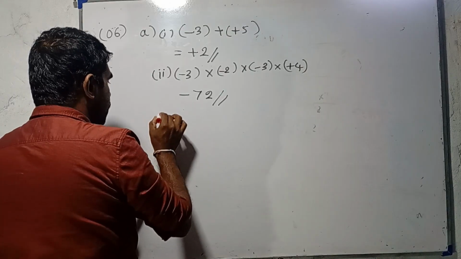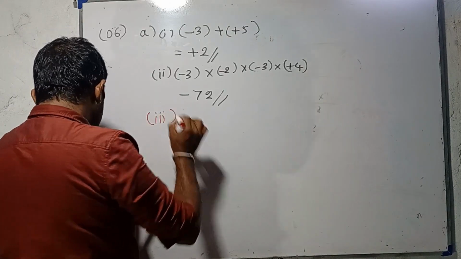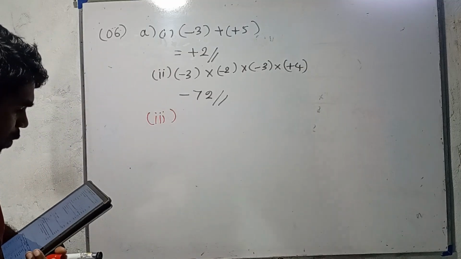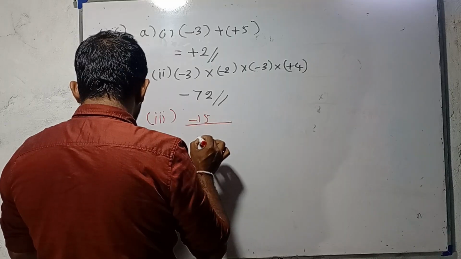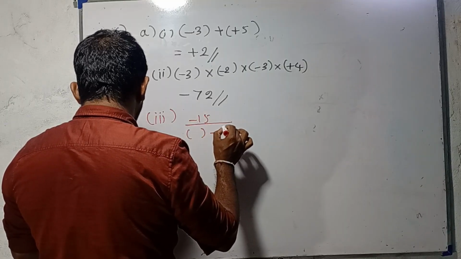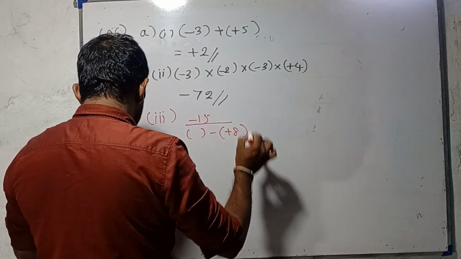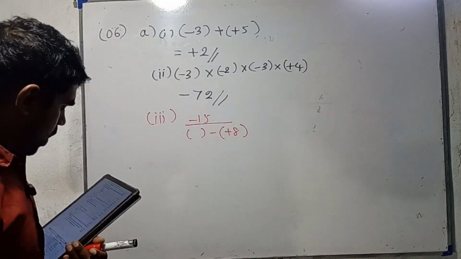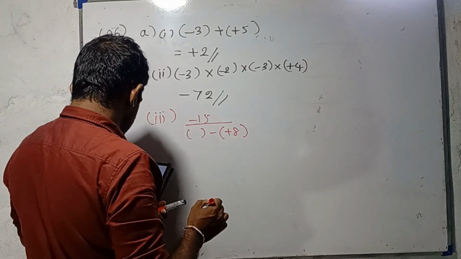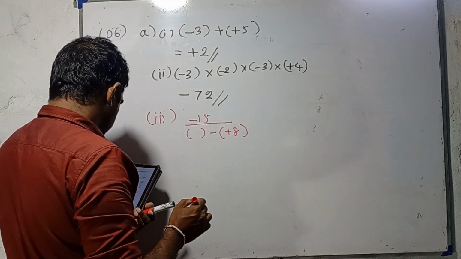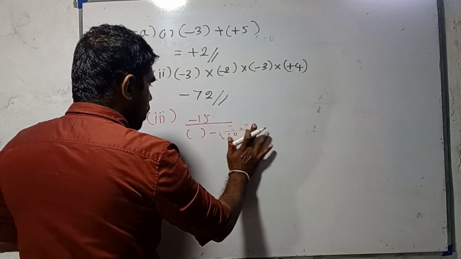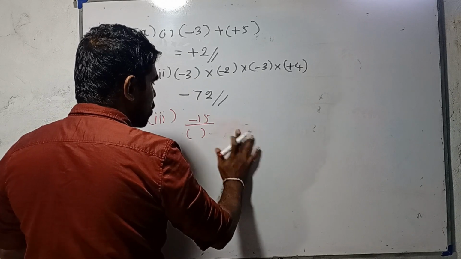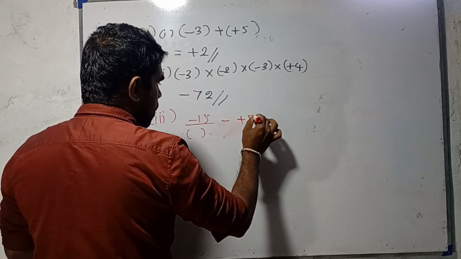In part 3, rewrite the following by filling in suitable values. Minus 15 divided by, there is a blank space, minus plus 8. They have given the next step. In that question, this minus plus 8 should be in this space.